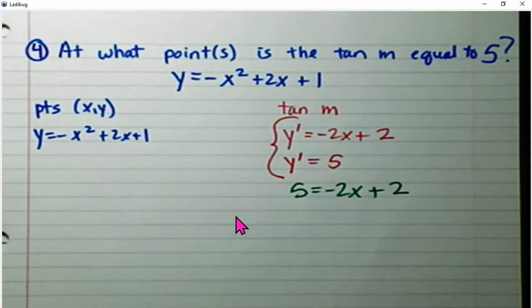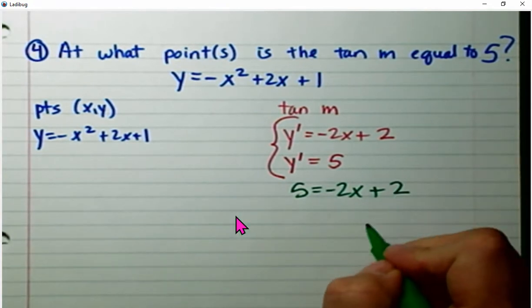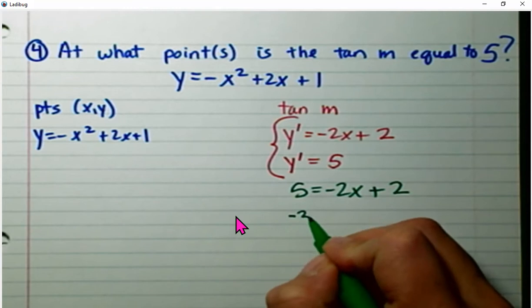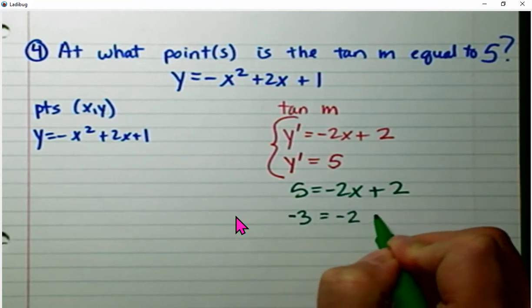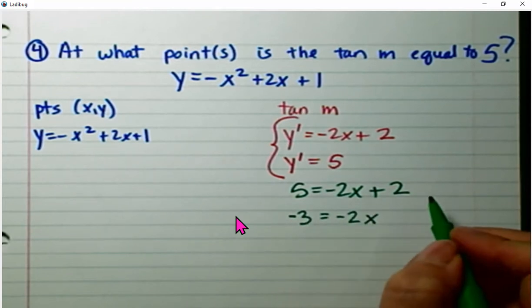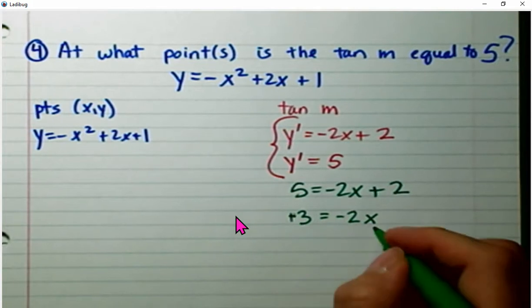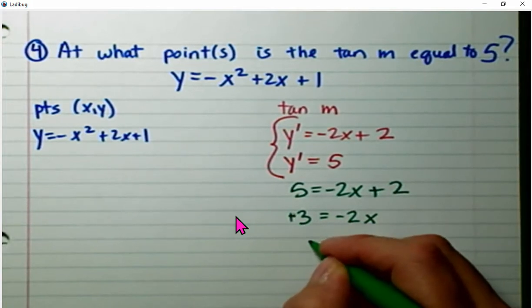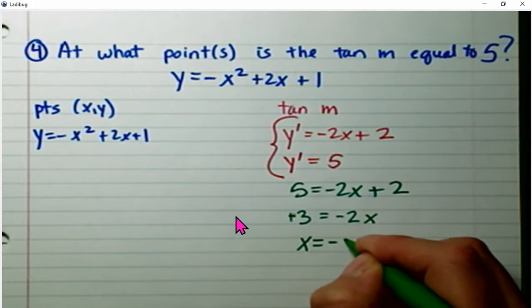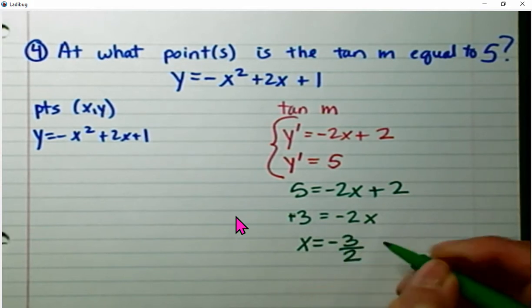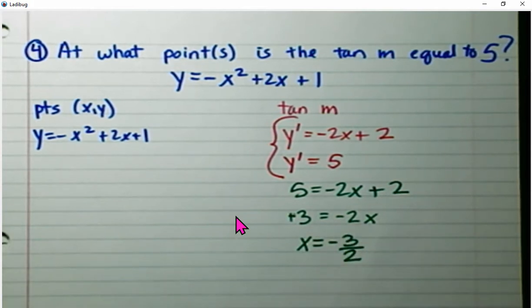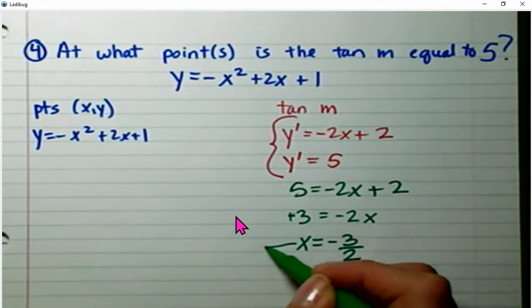Okay, so you set them equal, right? Because both things are tangent slope. Minus 3 equals, oh, that's positive, okay? So x equals negative 3 over 2. Okay, I found the x coordinate.